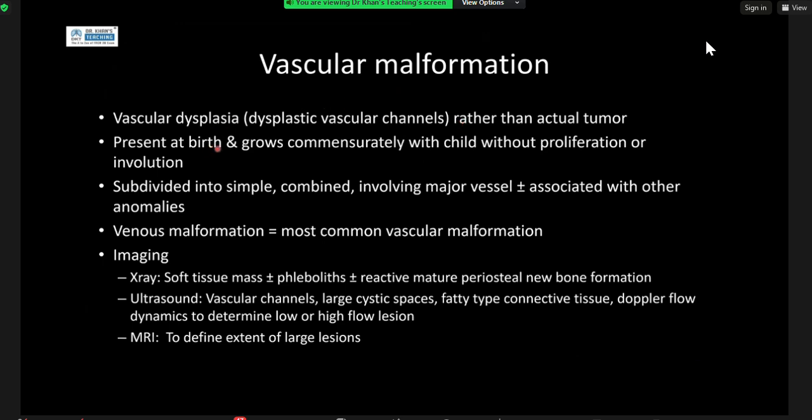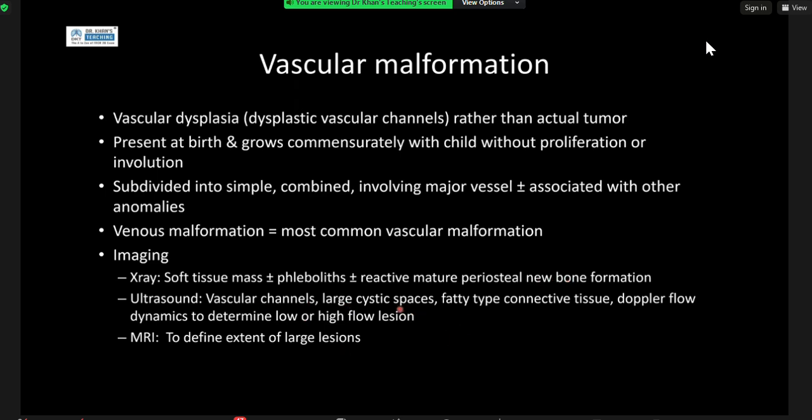So vascular malformations can present at birth and grow with the child. Okay, sometimes they can involute, sometimes they don't have to, and the venous forms are the most common vascular malformation. And we said earlier, soft tissue mass, phleboliths. Because of the change in blood flow in that region, you can sometimes have periosteal bone formation. I really haven't seen that.